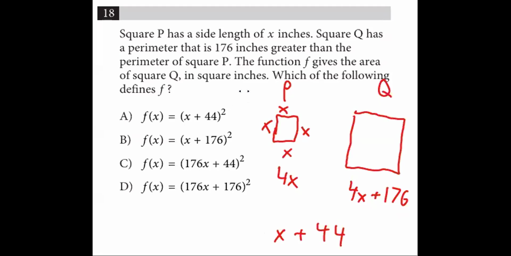And then it asks us, function f gives us the area in square inches, which defines f. So for area, you just do the side length squared. For a square, you just square the side length. So in this case, it would just be x plus 44 squared.